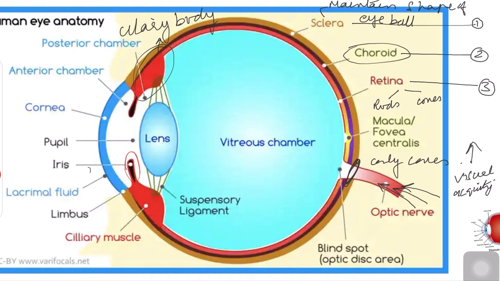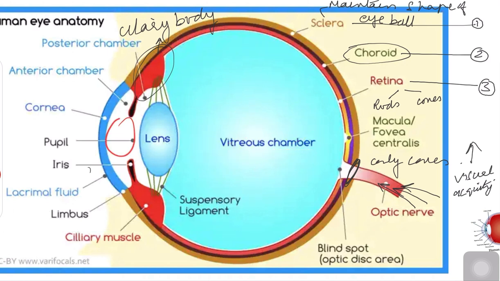The iris surrounds the pupil and can control the size of the pupil. Behind the pupil you have the lens. The lens is held to the ciliary body with the help of ligaments. Now the space between the cornea and the lens is called your anterior chamber. Then the space between the lens and the retina, this whole space, is called your vitreous chamber.